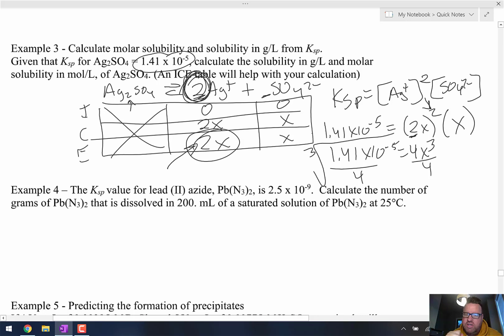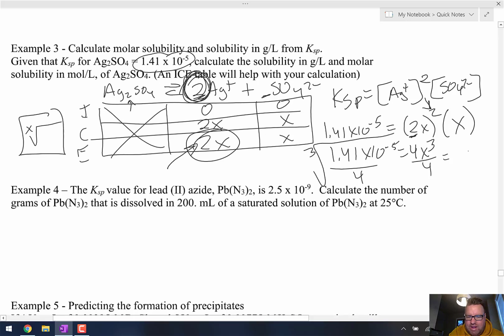You can raise this to the 1/3 power. Most calculators have a button for that. My calculator has a button that looks like this. It's got an X right here, which means I have to type in the number 3, then hit that button, and then put that answer back in there. Check and see if you've got that as well.